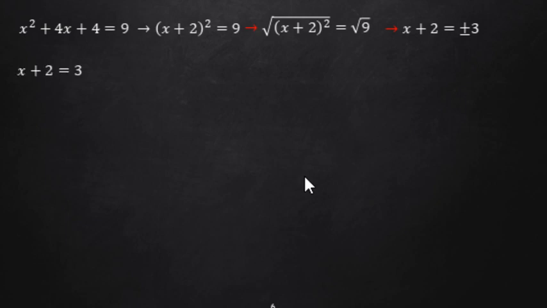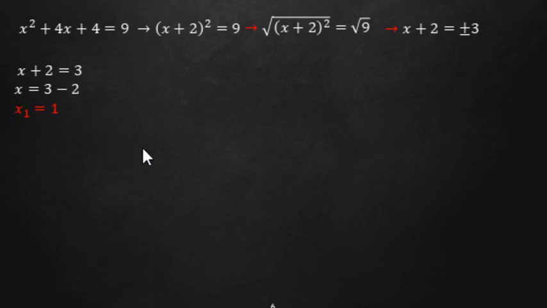For the first root, we have x plus 2 is equal to 3. Then we simplify this. We transpose positive 2 to the right side of the equation. Then we have x is equal to 3 minus 2. 3 minus 2 is 1. So that is the value of the first root.